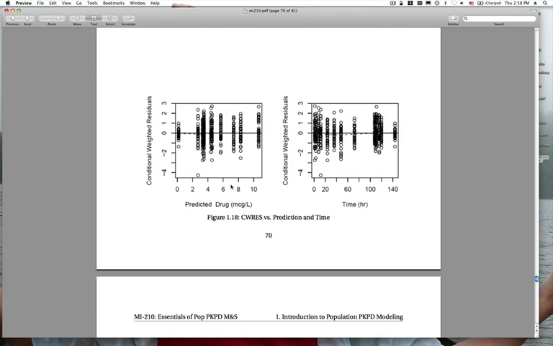And then, of course, conditional weighted residuals if we're running a conditional estimation method. And you see, versus prediction or versus time here, a relatively evenly scattered conditional weighted residual. These are decent diagnostics for this particular model. They're centered at 0, no strong runs of negative or positive residuals.